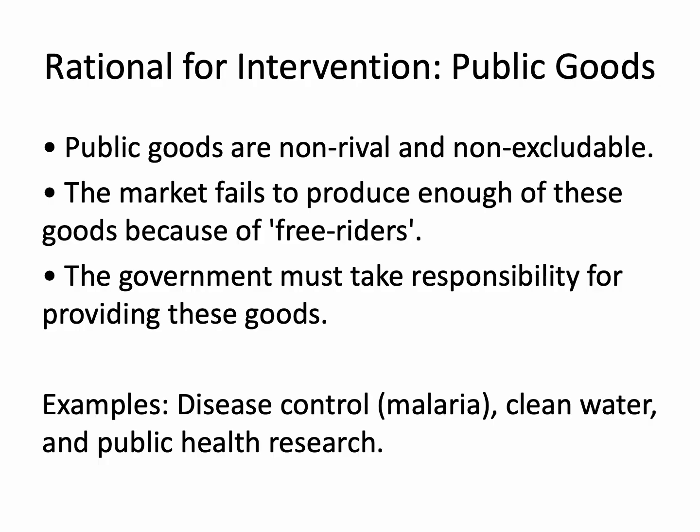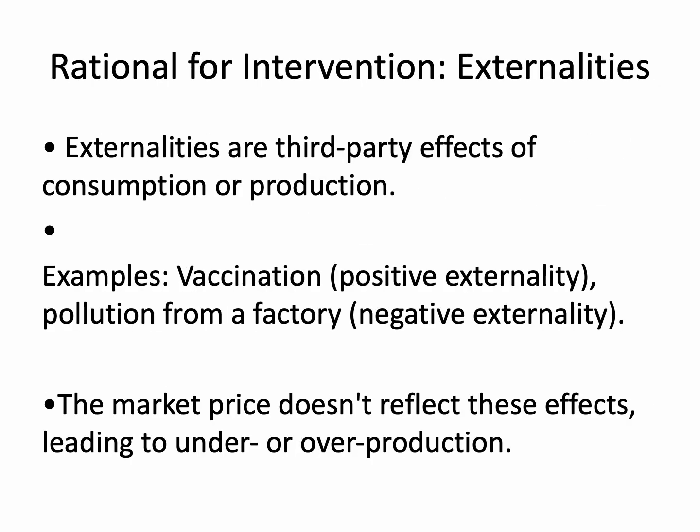Externalities are a second key reason for government involvement. A positive externality is a benefit experienced by a third party, and it's not reflected in the market price. The classic health example is vaccination. When you get vaccinated, you not only protect yourself, but you also contribute to herd immunity, protecting those who can't be vaccinated, like infants or the immunocompromised. The market would underproduce vaccinations because the price only reflects your personal benefit.